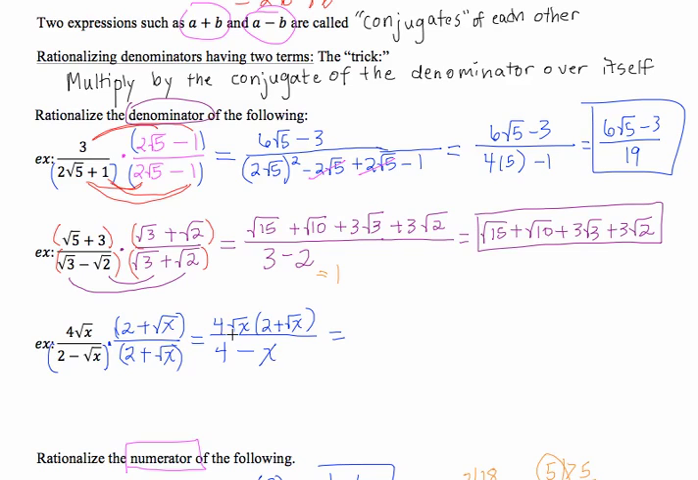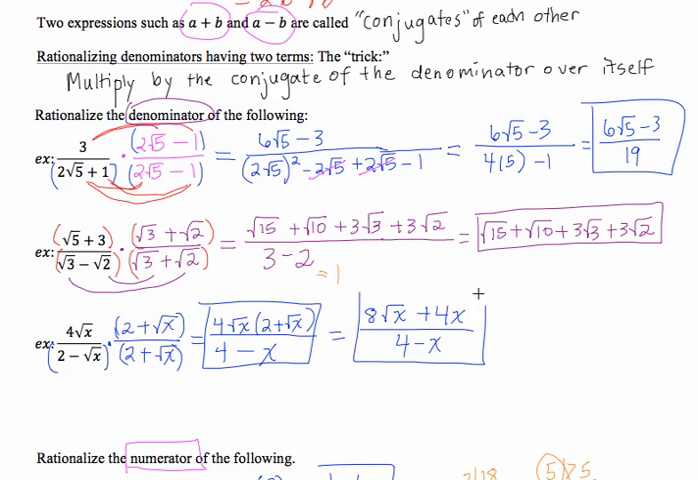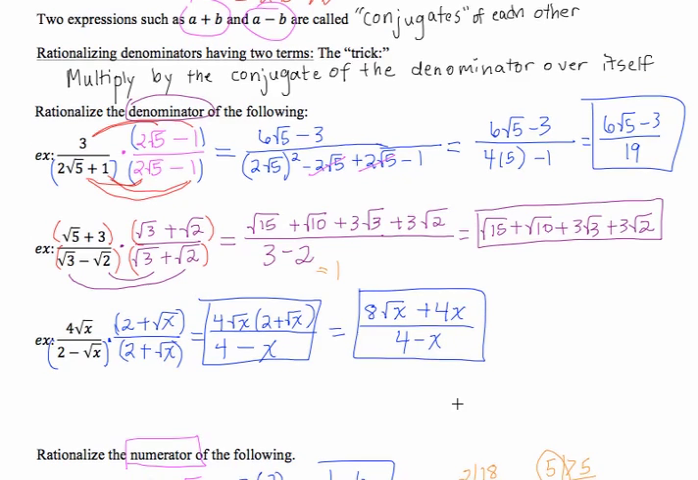Okay, and it looks like nothing is going to cancel because I have that minus, so those 4's do not cancel because the denominator is not factored. So that's it. You could leave it like this, or you could distribute that out in the numerator. Now let's see what happens if I do that. Then I would have 8 radical x for my first term. And then 4 times radical x is just going to be plus 4x over 4 minus x. So those are both good answers there.